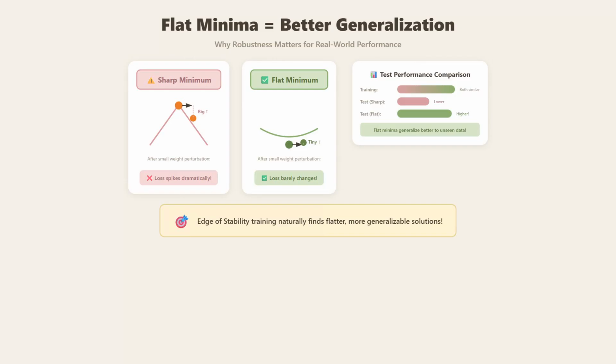Now consider a flat minimum, shaped like a wide, gentle bowl. The same small perturbation barely moves your loss at all because the ground around you is nearly level. Your model remains robust and performs well on new data. This is why flat minima generalize better. And this is exactly where edge of stability becomes powerful. By systematically catapulting away from sharp regions and settling into flat ones, edge of stability training naturally finds solutions that are robust to the kinds of perturbations that occur when moving from training data to test data. It's not just finding low loss, it's finding robust low loss.